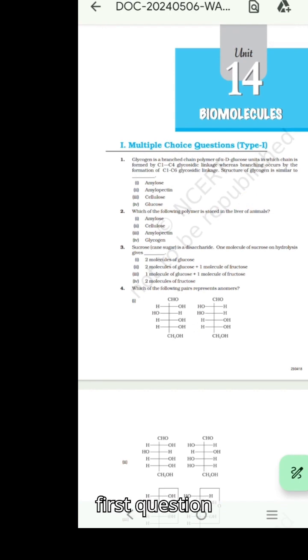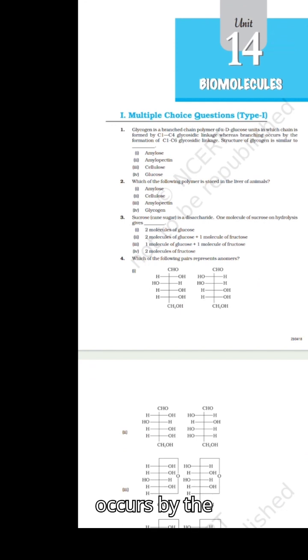Among that, the first question is, glycogen is a branched chain polymer of alpha D glucose units in which chain is formed by C1 to C4 glycosidic linkage, whereas branching occurs by the formation of C1 to C6 glycosidic linkage. Structure of glycogen is similar to. So that is the question.